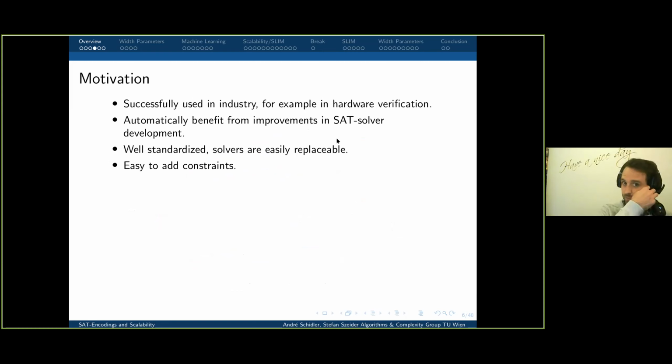And when you use SAT solvers to solve your problem, first of all, this is a technique that has been successfully applied in industry as well. So it's not just theoretical. For example, in hardware verification. And you automatically benefit from all the improvements that are achieved in SAT solver development.